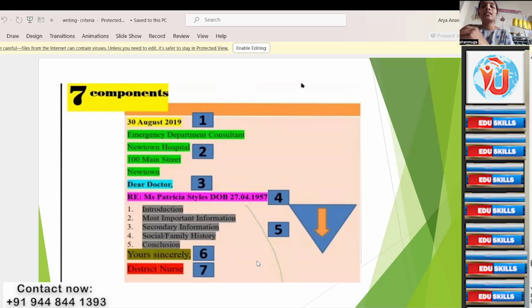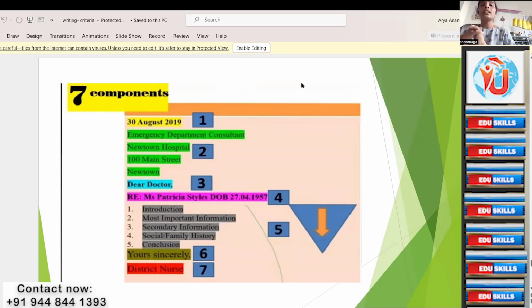And see, Yours sincerely. Here you can see Yours sincerely, Yours faithfully. You can write Yours faithfully if you don't know the reader's name, and if you write Yours sincerely, you will not get penalized. So no problem in that. And then you have to write your signing off, your signature, whether it is district nurse or discharge registered nurse, whatever is given in the notes, you have to copy it and write it.